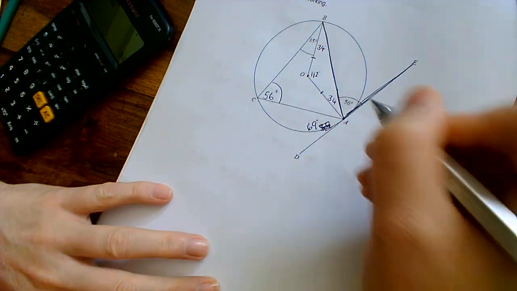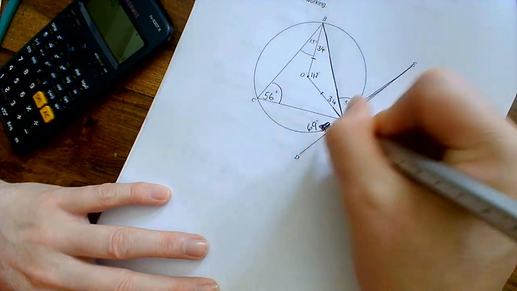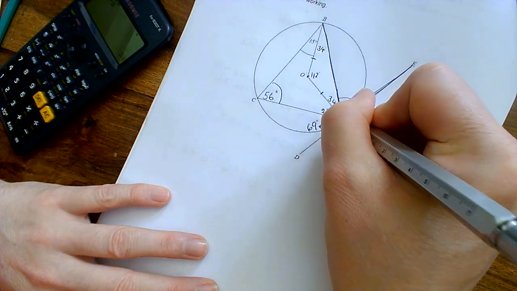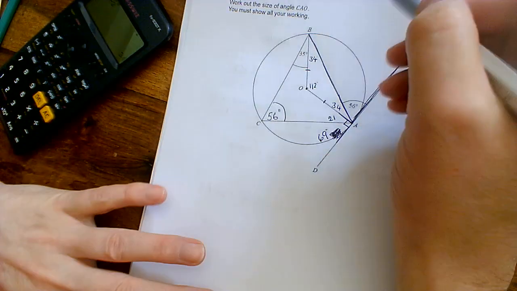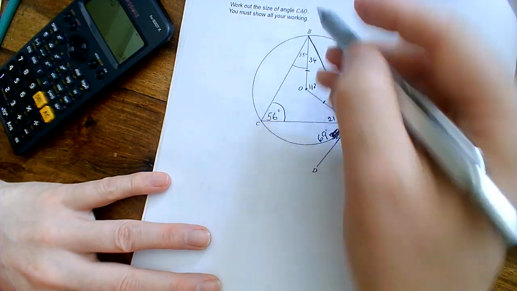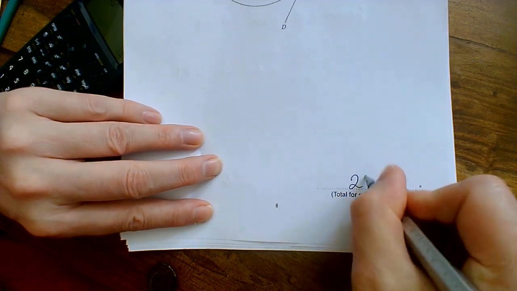And then the last thing I'm looking at is the radius and a tangent is 90 degrees, so that makes that one 21, because 21 and the 69 is 90. Right, what am I looking for? I'm looking for C to A to O. I was looking for that 21, and there's the 21 down the bottom. Okay.